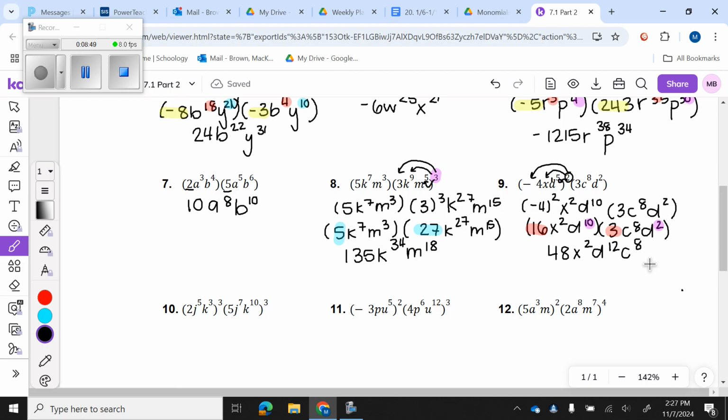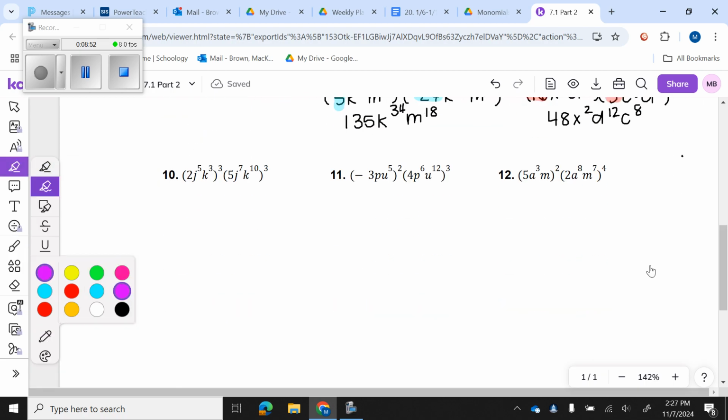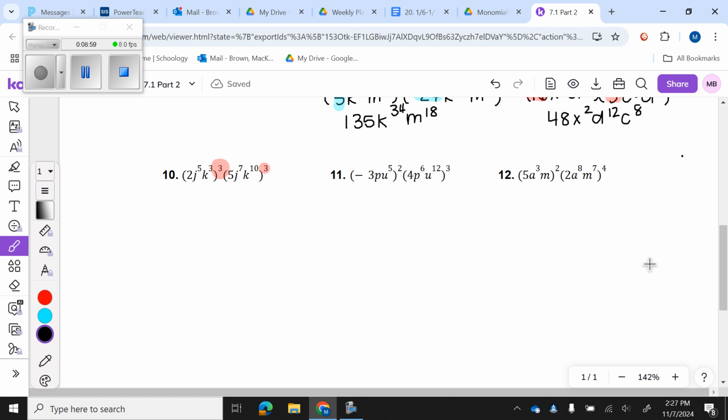Okay, what you need to notice about 10 is there's 2 power rules that have to be done because there's a 3 outside the parentheses here and a 3 outside the parentheses here. So I have to do the power rule to each of these terms. Okay, so we're going to start with doing the power rule to each of these. This guy's going to become 2 to the third, j to the 3 times 5 is 15, k to the 3 times 3 is 9. Okay, I'm going to go ahead and simplify this whole guy right here. Well, 2 to the third, that's going to become 8. And I'm going to bring down j to the 15th, k to the 9th. There's my first term.